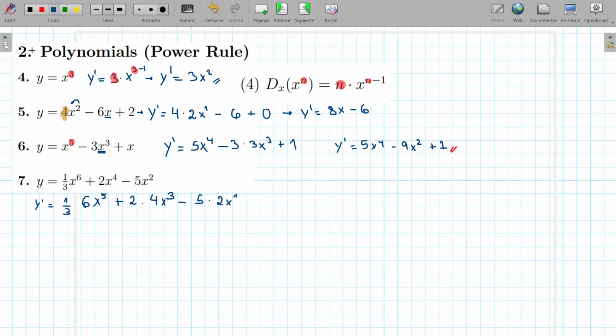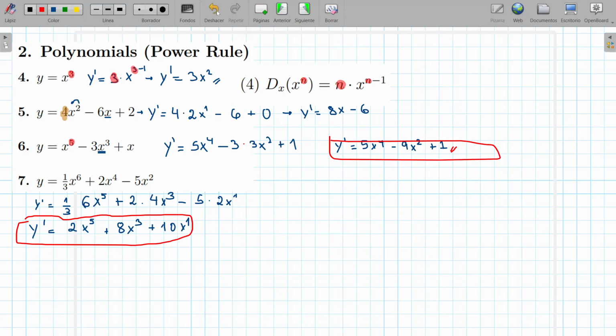Now, if we do the multiplication, the result is going to be just 2. 6 divided by 3 is just 2. 2 times 4 is just 8. 5 times 2 is just 10. And, well, sorry, I put 4. This is supposed to be 1. And just like that, we are done. That is the result. And also for these other two, these are the results.